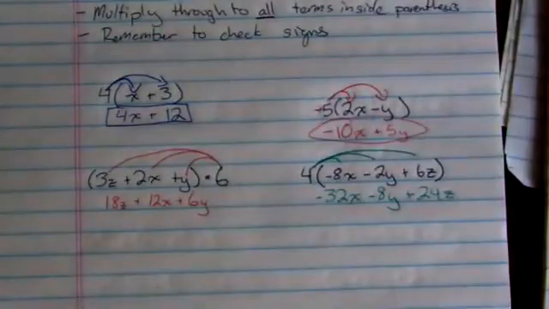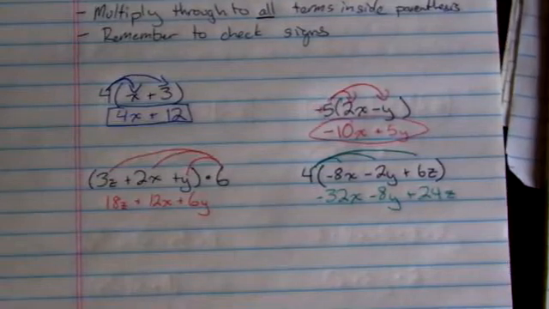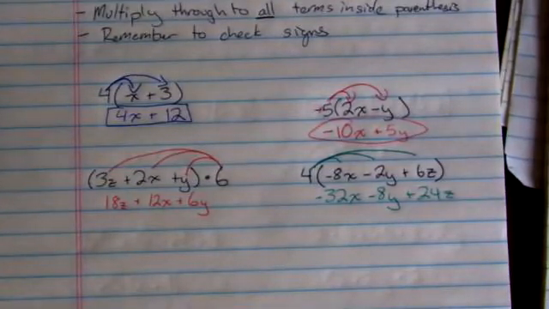So that is the distributive property. We distribute, boom. Sometimes in the end, we can distribute and still have to combine like terms. But that will be for a later time.